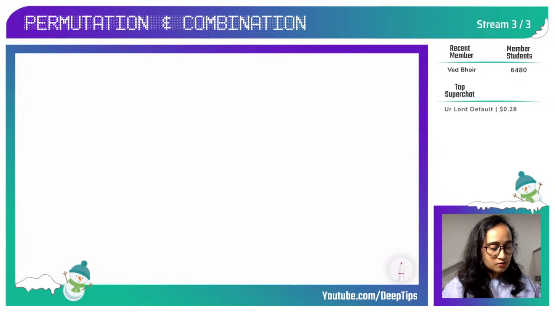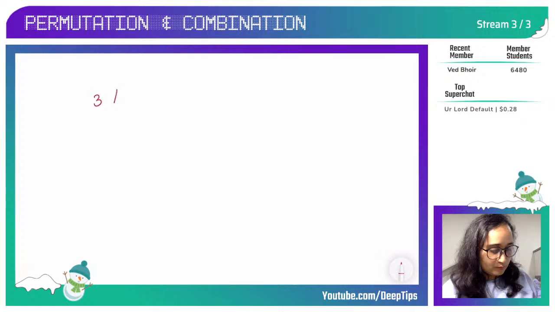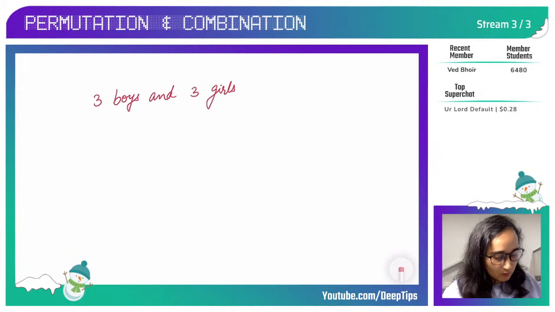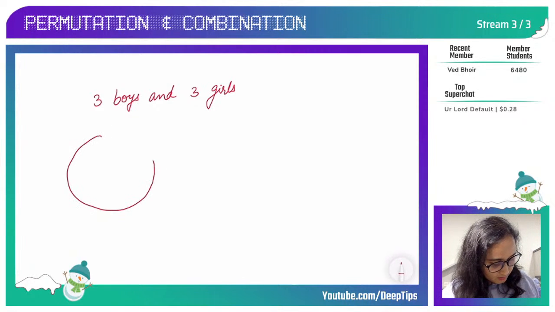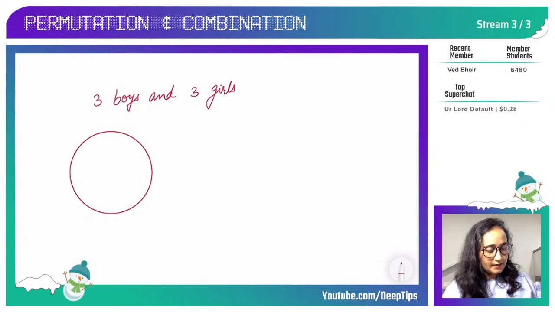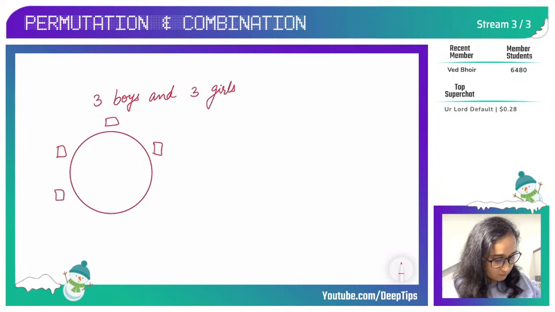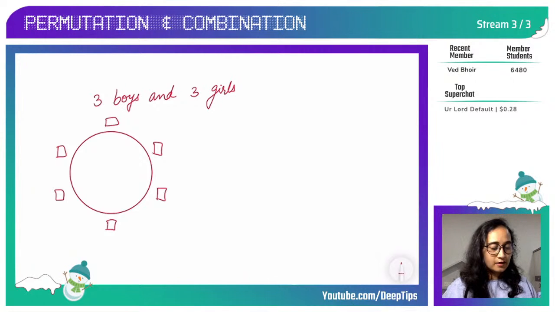Now I'm taking a very basic, simple example, and I will show you 3-4 variations in that example. So if I have 3 boys and 3 girls, and I want them to sit on a circular table. So I'll make a circular table and I want them to sit here. Let's say I have places here 1, 2, 3, 4, 5 and 6. These are the 6 places I have kept for 3 boys and 3 girls.